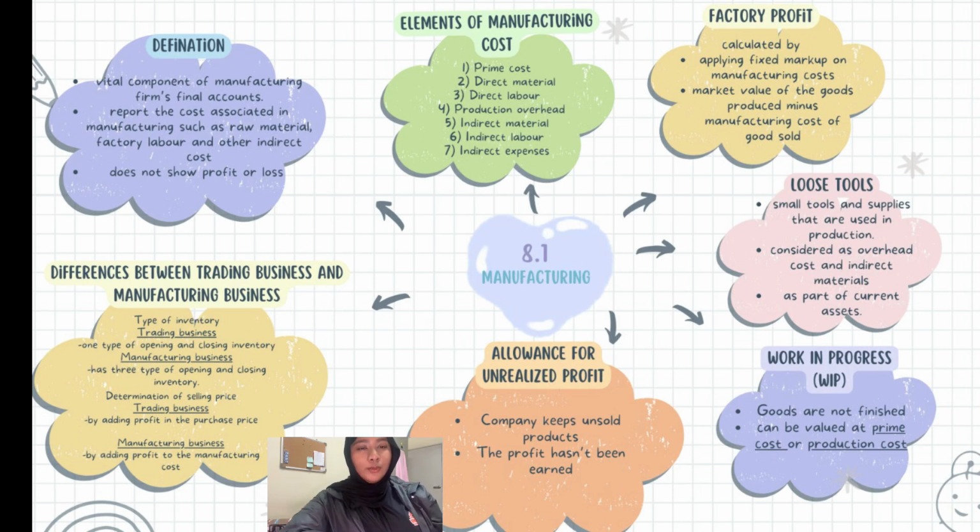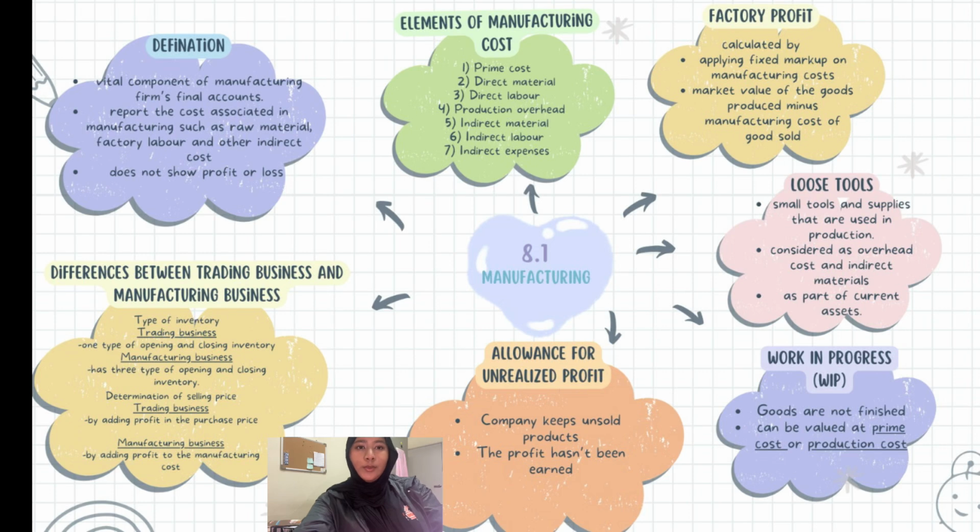So for the next one, I will be talking about the elements of manufacturing cost. There are seven elements of manufacturing cost. The first one is prime cost, the second one is direct material, the third one is direct labor, the fourth one is production overhead, the fifth one is indirect material, the sixth one is indirect labor, and the last one is indirect expense. So for the next one, I will be explaining the definition and example of elements of manufacturing cost. So the first one is prime cost.